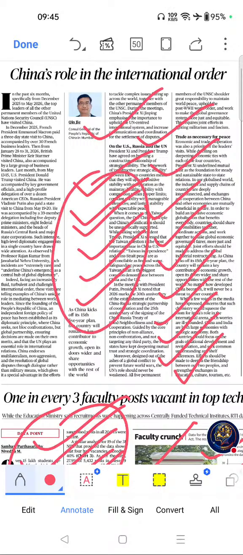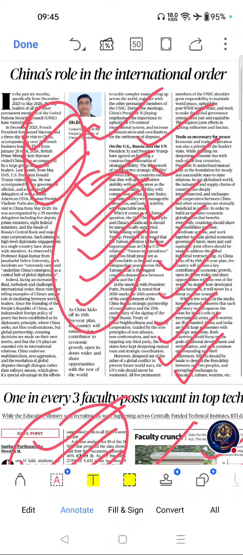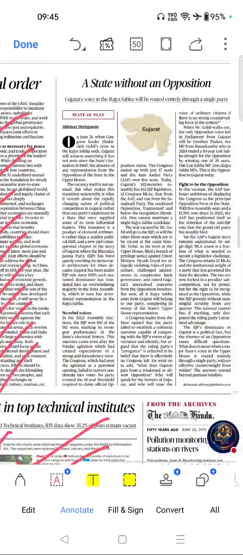Possible question areas are UNSC permanent members, Taiwan Strait, and One China policy. These are the possible question areas from this topic. Move on to the next important article of this page.